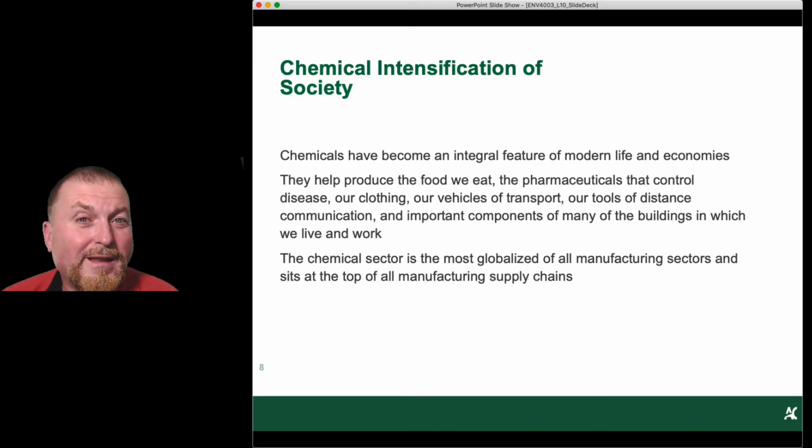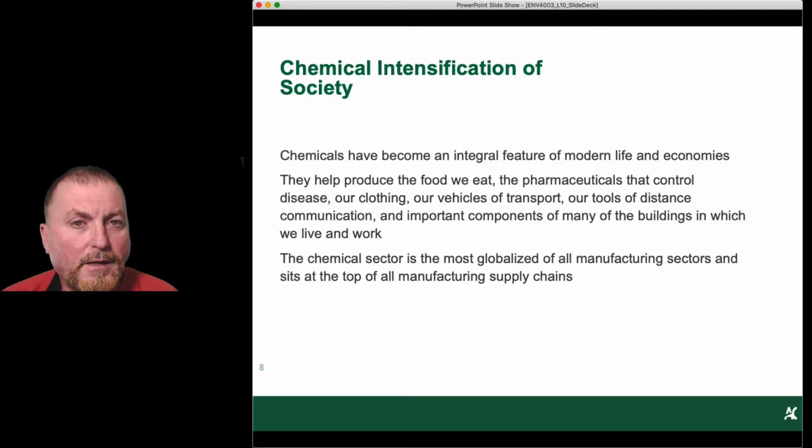And in the context of that, we also did the costs of inaction of pesticide management in sub-Saharan Africa at the same time, all intended to raise the profile of these issues for the eventual negotiation of the strategic approach to international chemicals management. And so chemicals have become an integral feature of modern life and economies.